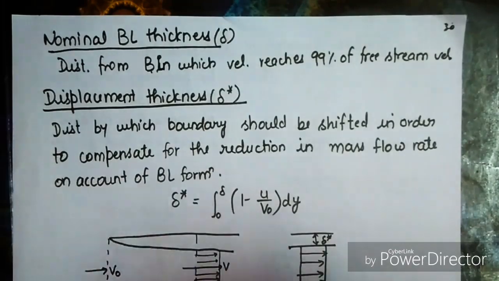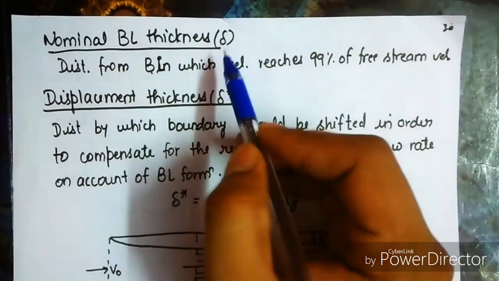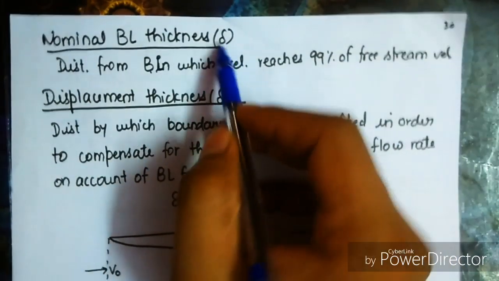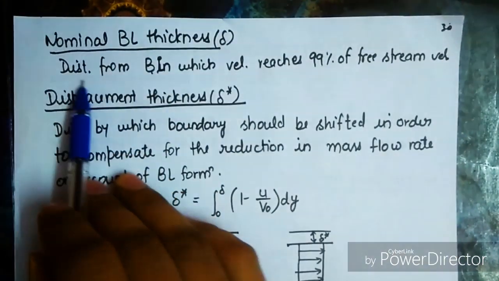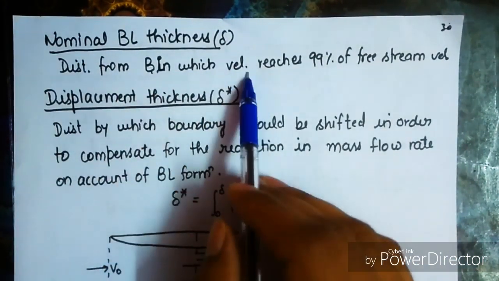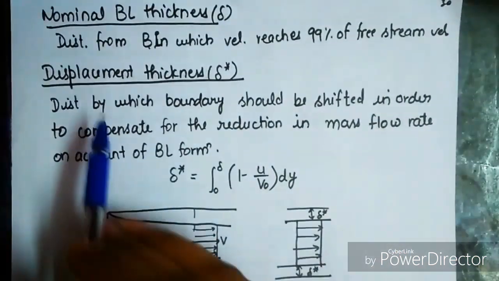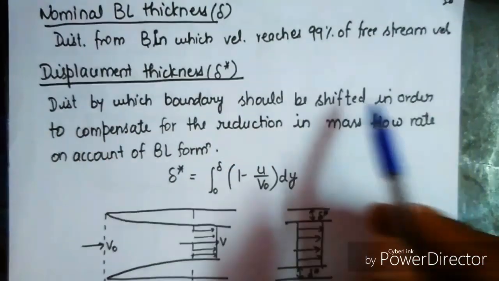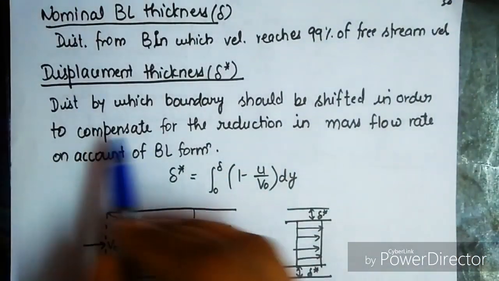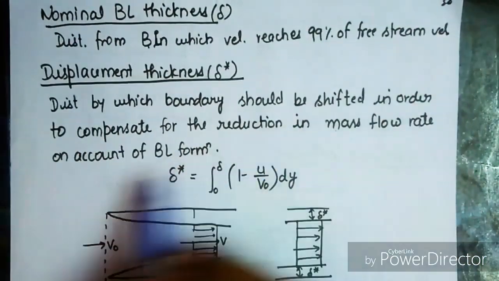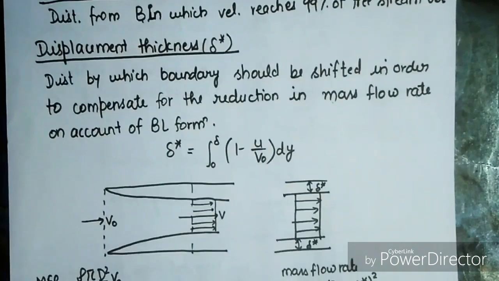Okay, there are a few boundary layer thicknesses. Nominal boundary layer thickness, we must have seen it earlier. It is the distance from the boundary at which velocity reaches 99% of the free stream velocity. Now displacement thickness is the distance by which the boundary should be shifted in order to compensate for the reduction in the mass flow rate on account of boundary layer formation.